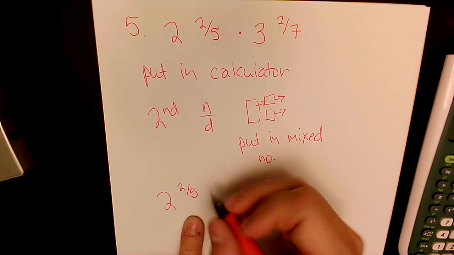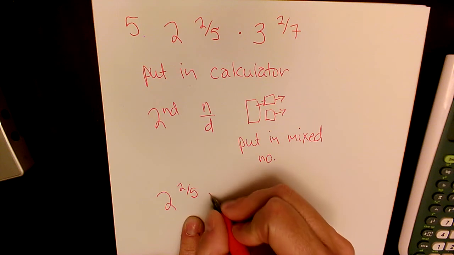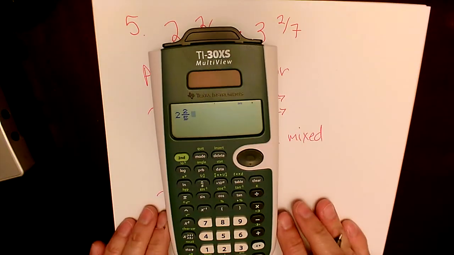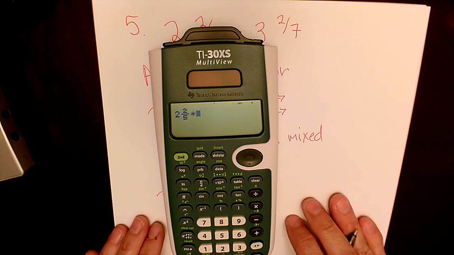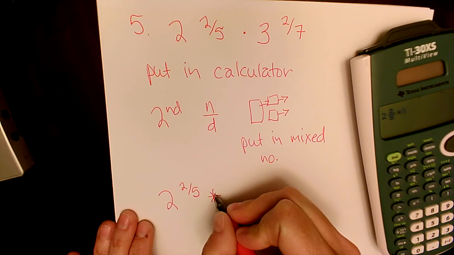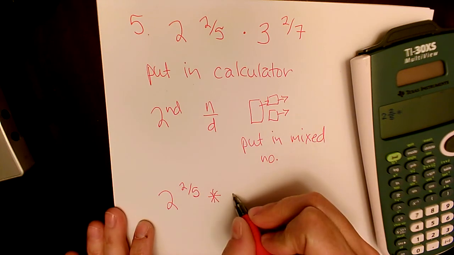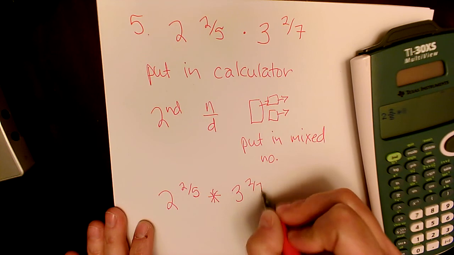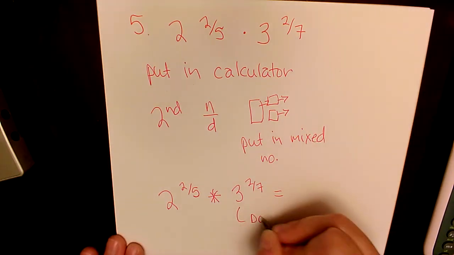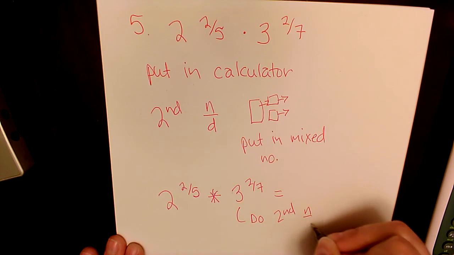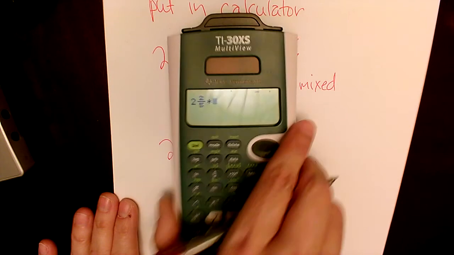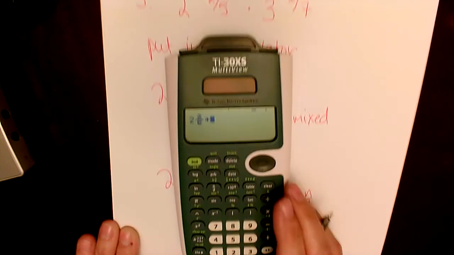And so we're here, and now we're going to put in the times, which comes up as a star. And then we're going to do another second, n over d, and we're going to put the second fraction in.